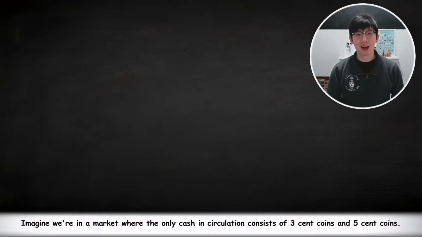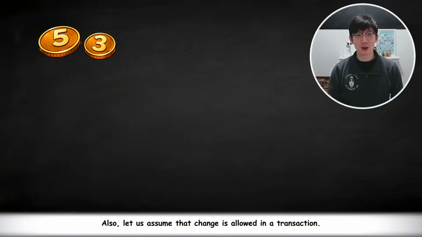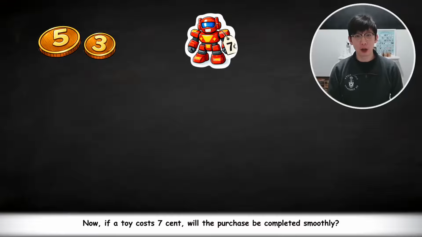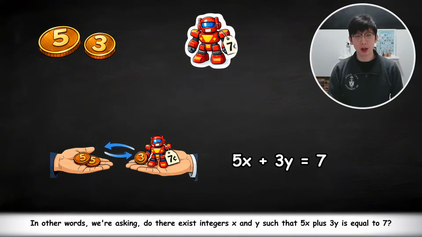Hi everyone. Imagine we're in a market where the only cash in circulation consists of 3-cent coins and 5-cent coins. Also, let us assume that change is allowed in a transaction. Now, if a toy costs 7 cents, will the purchase be completed smoothly? In other words, we're asking, do there exist integers x and y such that 5x plus 3y is equal to 7?